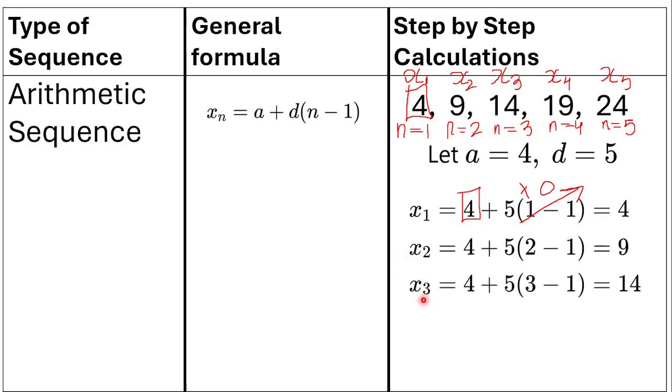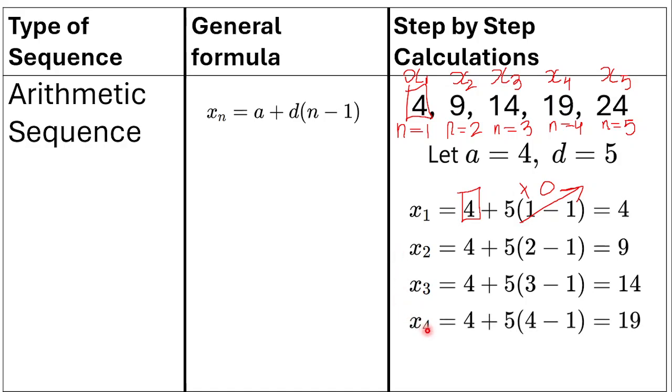Now let's look at x sub 3, right? That's the third term. Remember, in this case, n is equal to 3. So 3 here and 3 here because n is equal to 3. Okay, and a is the first term. We don't change that. That's the first number in our sequence. And d is 5. We don't change that. That's the common difference. So we have 4 plus 5, open bracket, 3 minus 1, which gives us 14. And it's 14 because 3 minus 1 is 2, and 2 times 5 is 10, and 10 plus 4 is 14. So x sub 3 is 14, just like how we have it here.